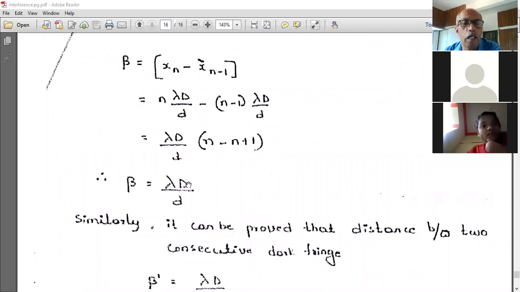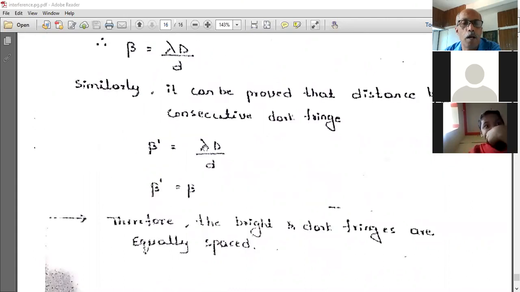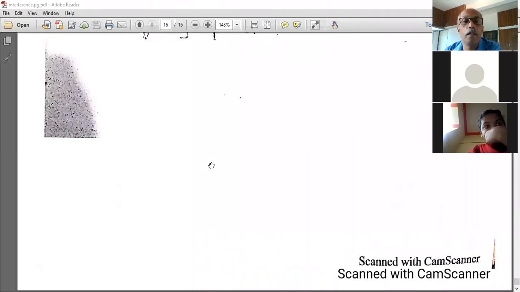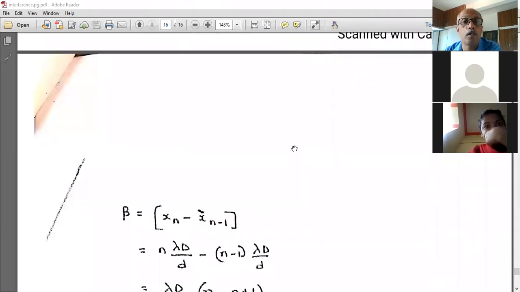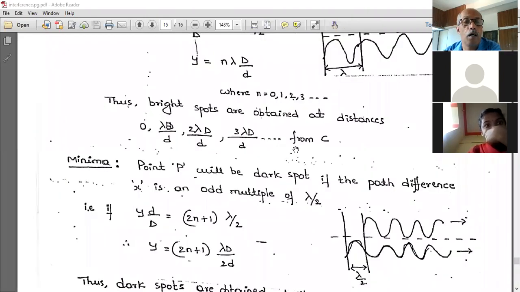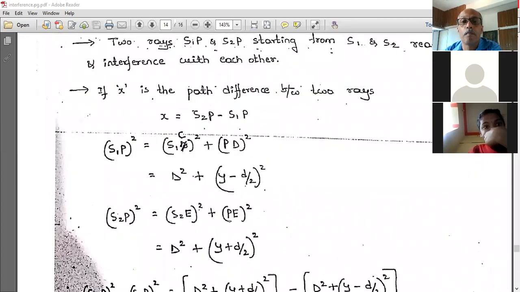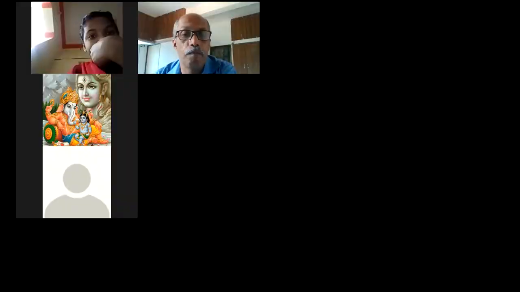We again get the fringe width as lambda D by d. Therefore, beta dash equals beta. In the sense, bright and dark fringes are equally spaced. They are of equal width, in other words. So this completes Young's double slit experiment.